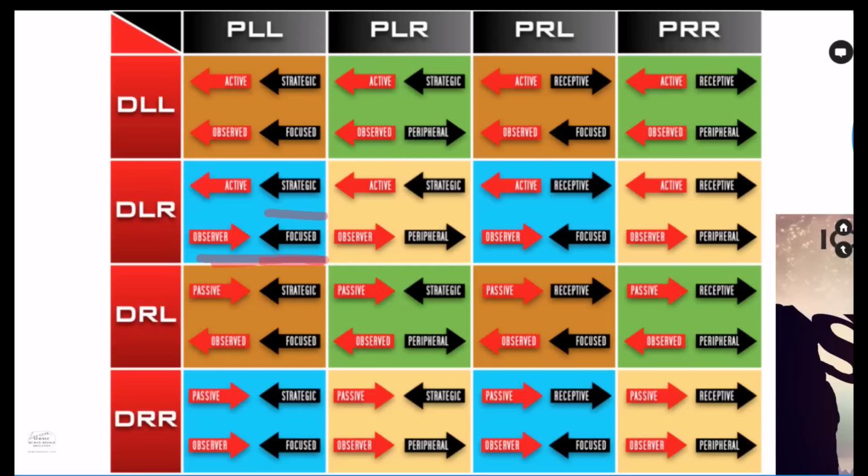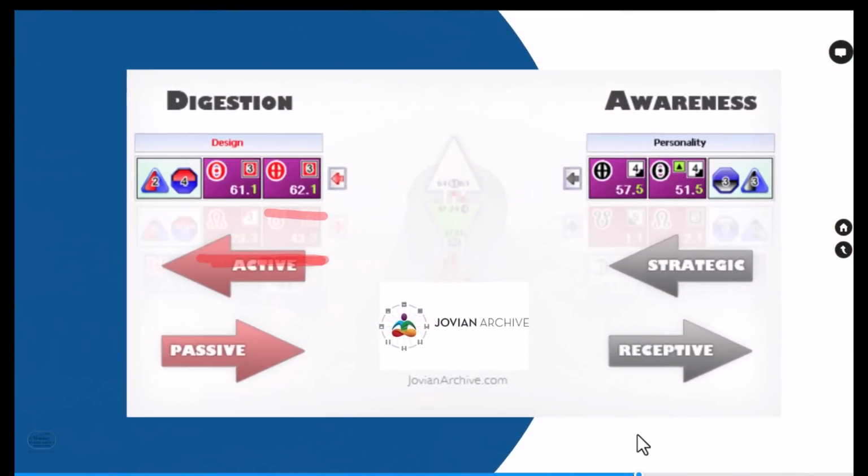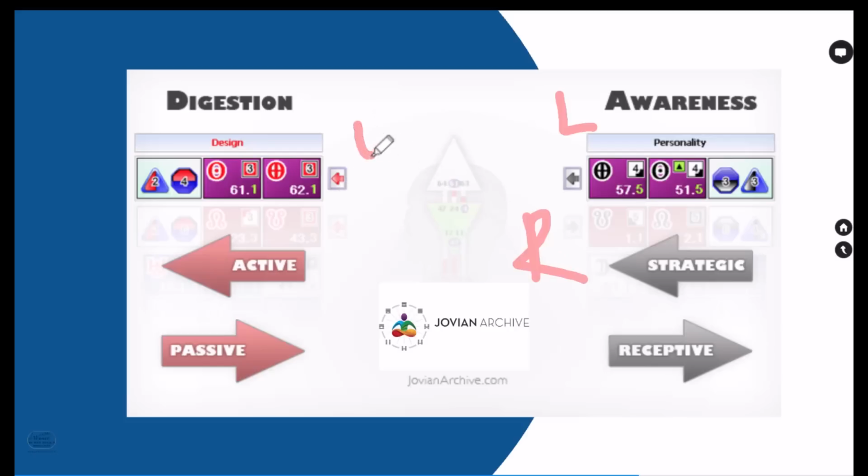Okay, so Raw is PLR and DLL. Is the image wrong? It's one of Jovian Archive's images. Let's see. Ah, there we go. Raw is PLR and DLL. Yeah, it's correct. See, this is just talking Loki, Ra's sun, grayed out the underneath part. These arrows are talking about whether your digestion is active or passive and your awareness is strategic or receptive. So the image is right.